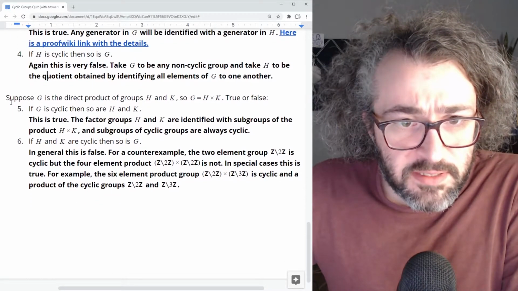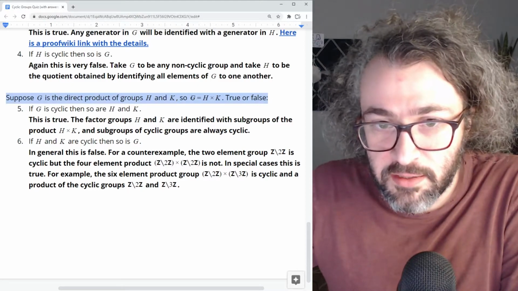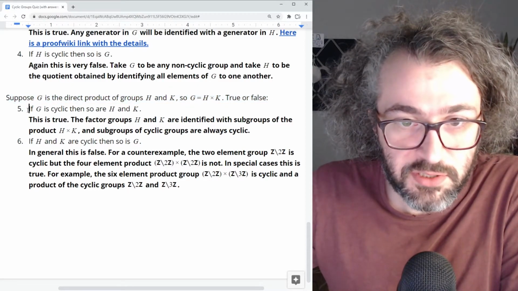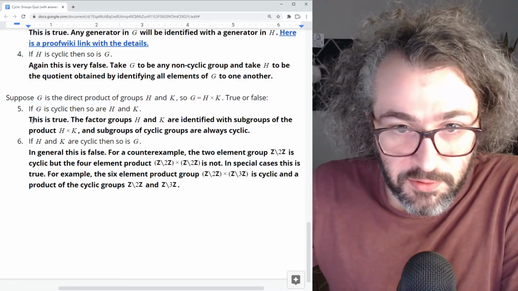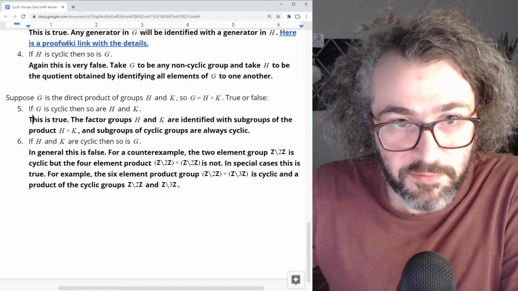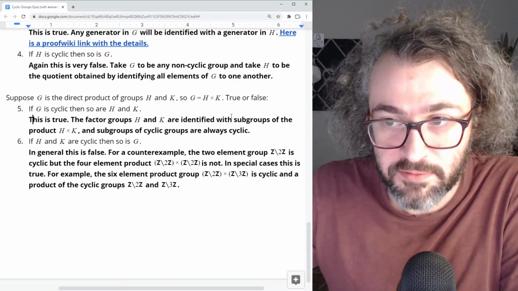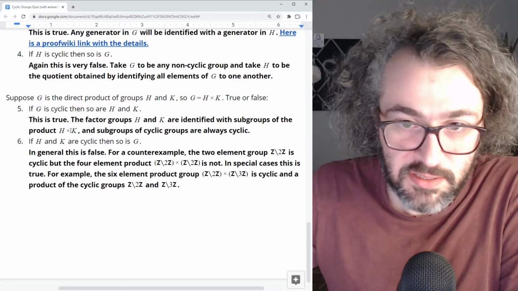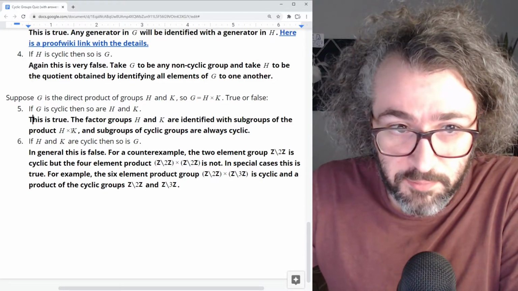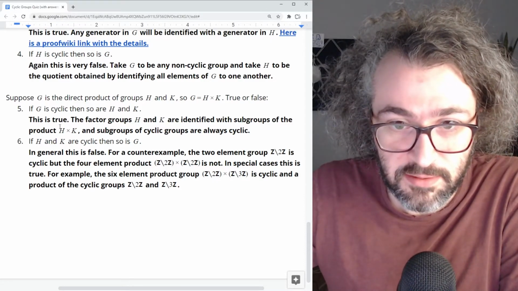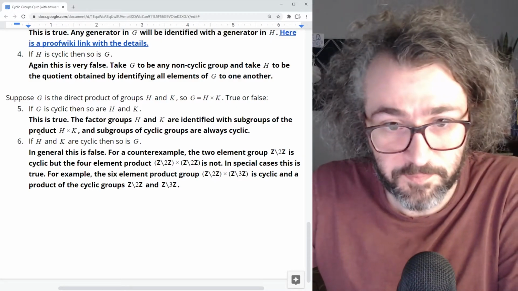All right, for 5 and 6, suppose G is the product of groups H and K. True or false? If G is cyclic, then so are H and K. This is true, but it's true because of part 1 of the quiz. The factor groups H and K are identified with subgroups of the product H cross K, and subgroups of cyclic groups are always cyclic. So if the product is cyclic, then the 2 individual factors have to be cyclic just because they're subgroups.